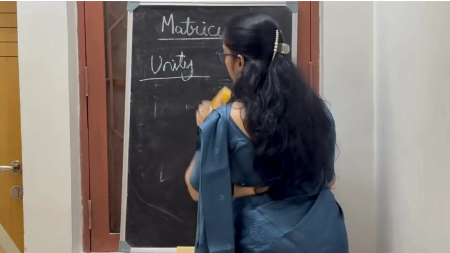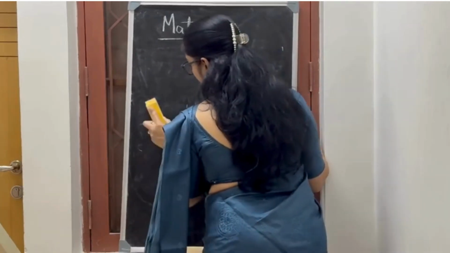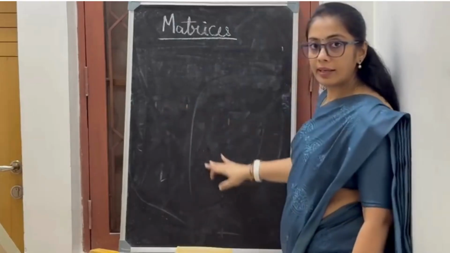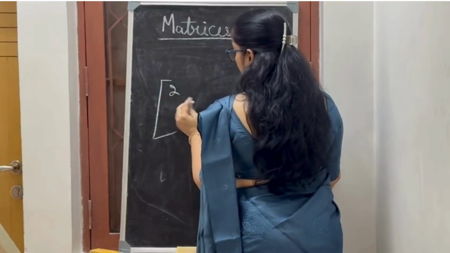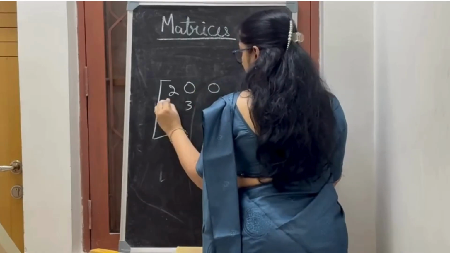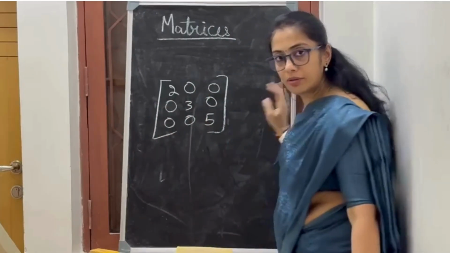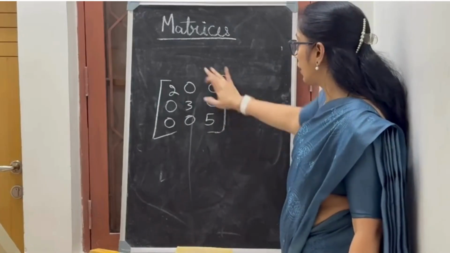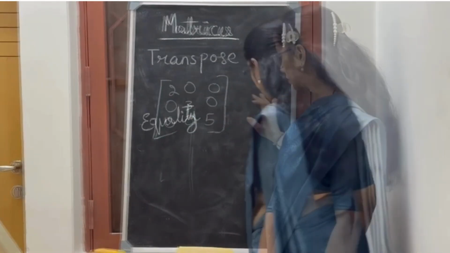A unity matrix will also always be a diagonal matrix. There is one more form. In unity, the diagonal will be the number 1. If the diagonal is not 1, it can be 2, 3, 5, then it is called a diagonal matrix. But here again, it is a square, the number of rows and columns are equal.